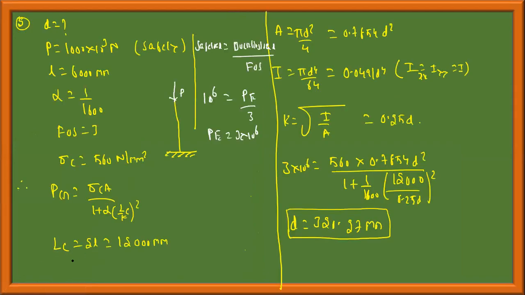We have solved two problems on buckling. I'll go ahead and solve a few more problems. The last problem which was solved was this, designing of a column. Next problem is this.